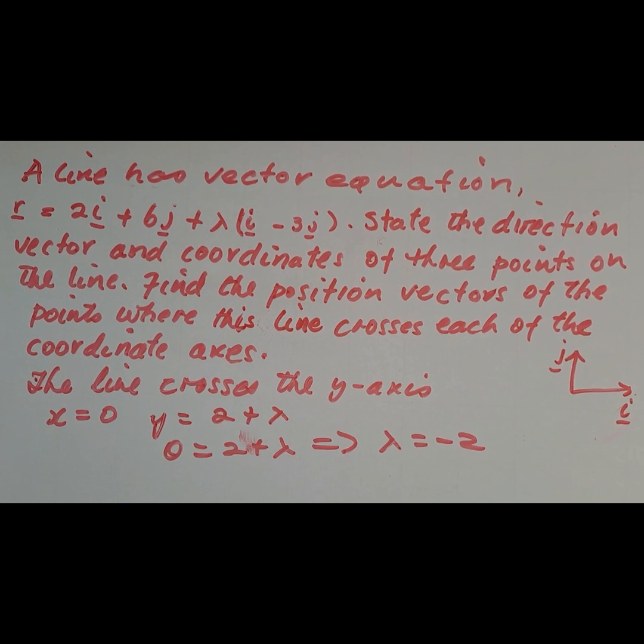Now with lambda being negative 2, we can calculate r, which is now 2i add 6j minus 2 into i minus 3j. And that gives us a value of 12j.